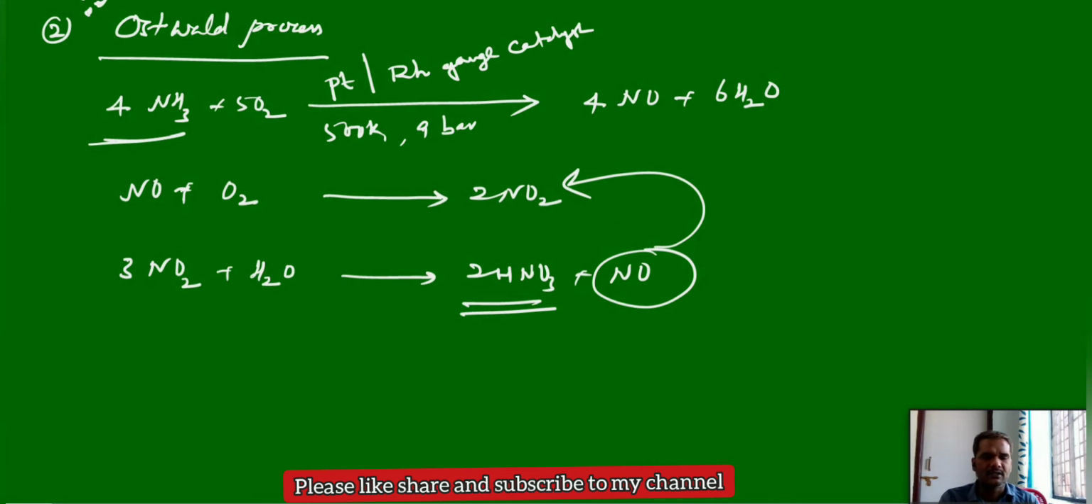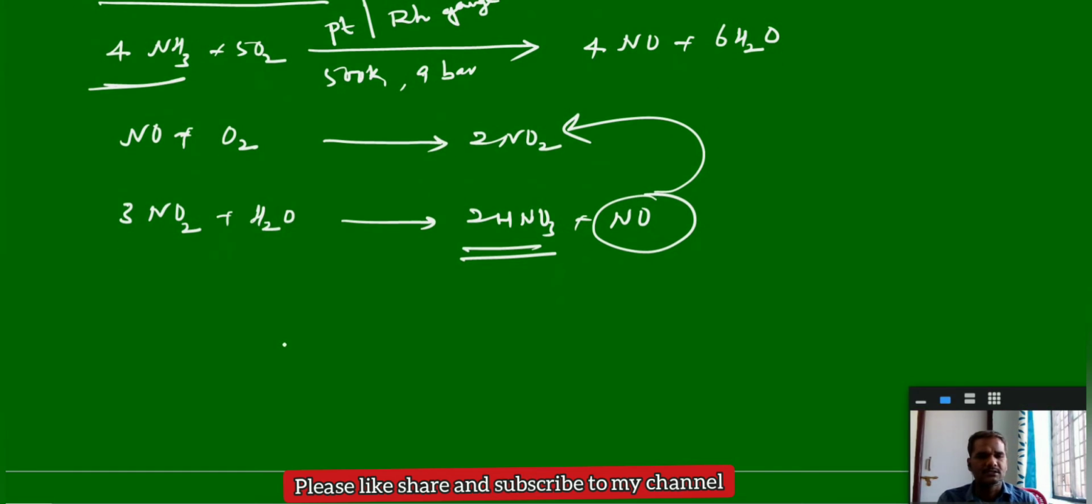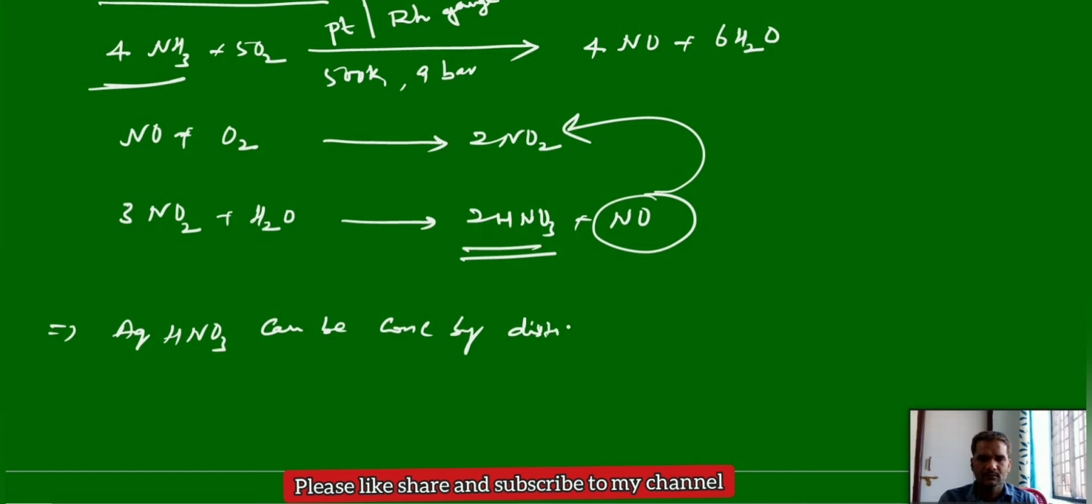Anyhow, the nitric acid we get here can be further concentrated by using distillation techniques. And this is also important point. Aqueous nitric acid, anyhow, dissolved in H2O, we will get aqueous HNO3. It is almost 61% by mass. Can be concentrated by distillation up to 68% by mass. The nitric acid produced in this reaction can be further concentrated by distillation process.